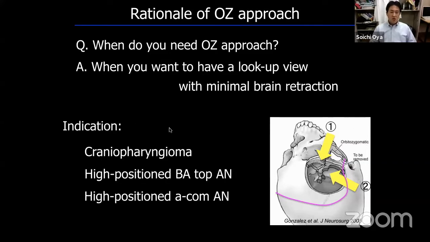The indications include craniopharyngiomas, high-positioned basilar top aneurysms, or high-positioned AComA aneurysms from a trigeminal approach. In my opinion, for meningiomas we do not frequently use the orbitozygomatic approach, because we can use the space that has already been created by the tumor itself.